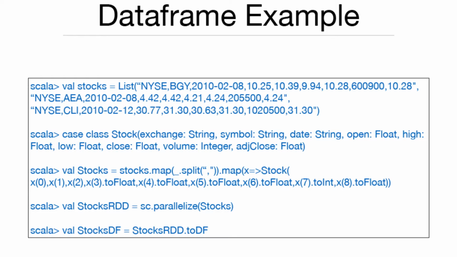So this is actually an illustration of a blend of the object-oriented feature of Scala with the functional programming feature. I'm going to parallelize it. That's going to distribute the collection across a cluster. And then I'm going to call just a simple method on the distributed collection, on the RDD, called toDF, and that's going to make a data frame.